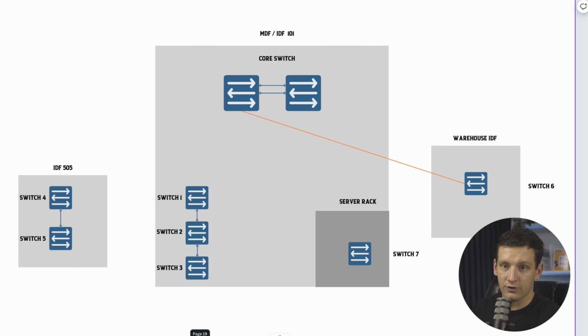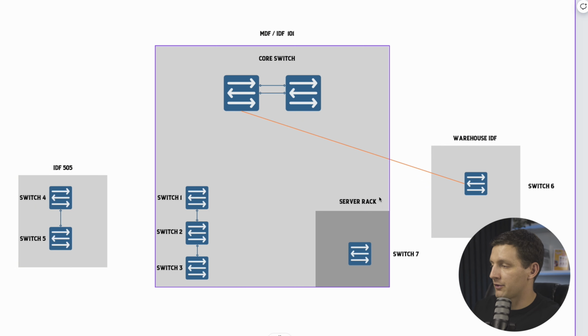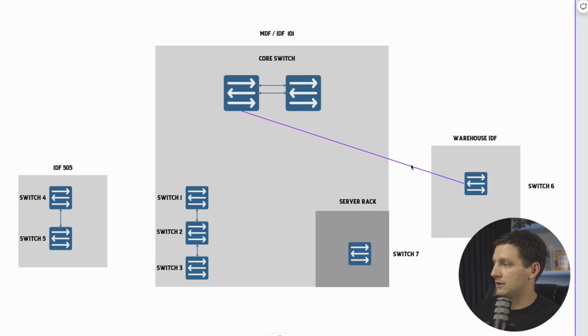Let's start with the first connection here. We're going to start with the warehouse IDF, switch 6. We're going to have a fiber link. Usually it's fiber for our uplinks for bandwidth and speed purposes. So we're going to have a link from switch 6 to core switch 1, and then another link to core switch 2 from the warehouse IDF. Very standard. This is exactly what you want to do. Add redundancy. So if this link goes down, we still have connectivity up to the core layer, the distribution layer. And if this link goes down, this link is still up. It just provides that level of redundancy, which we didn't have in the previous model.